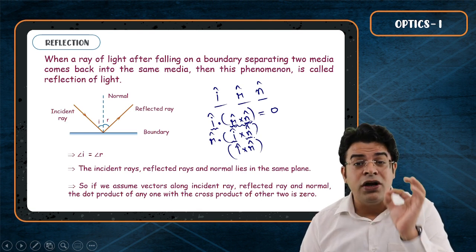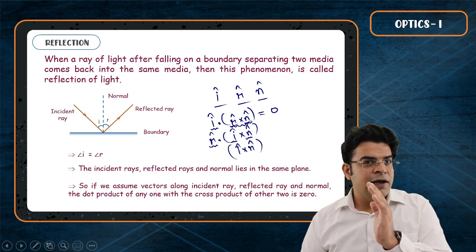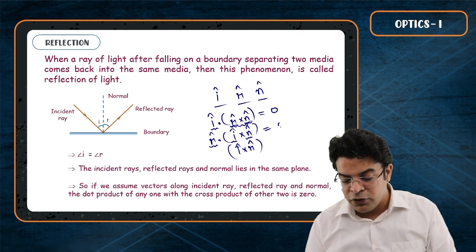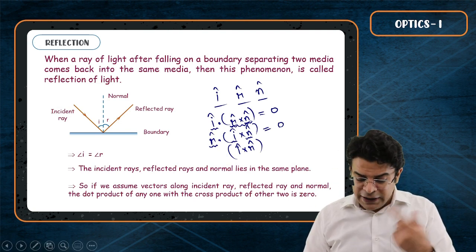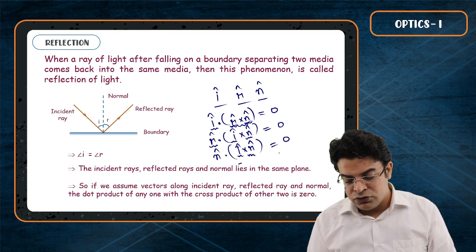I cap cross n cap is a vector. You are doing a cross product. It will be perpendicular to the plane. And r cap is in the plane. And we know that the dot product of two perpendicular vectors is 0. So their dot product will also be 0. Or if I take n cap dot I cap cross r cap, that will also be equal to 0.